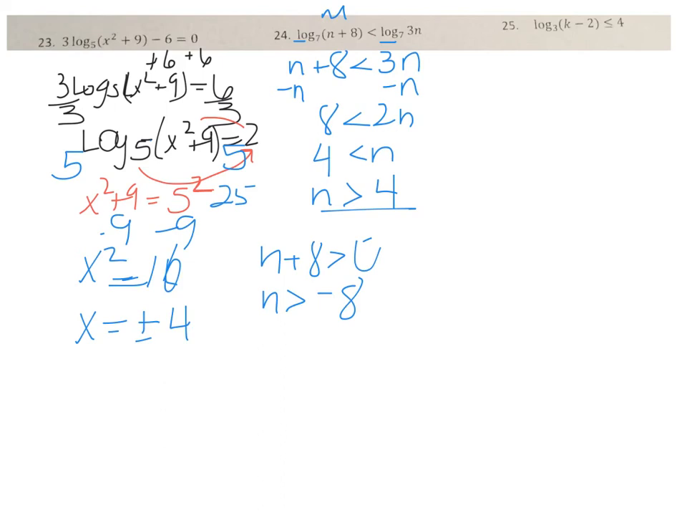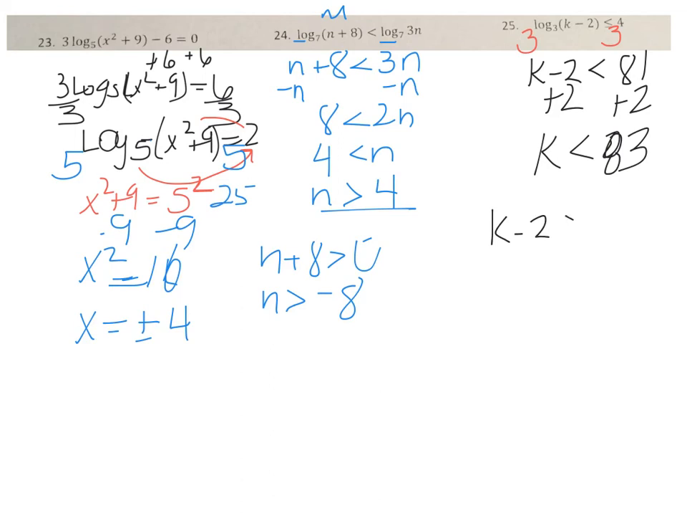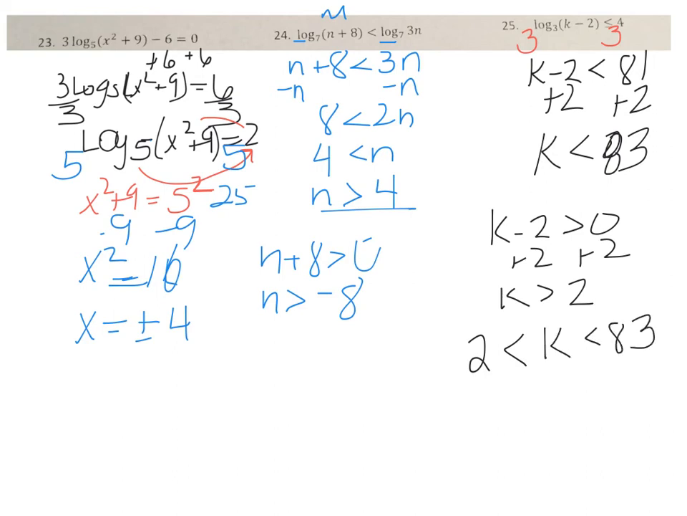And number 25, log base 3 of k minus 2 is less than or equal to 4. I'm going to use exponentiating on this, make it 3 to that power and 3 to the 4th power. And when I do that, log base 3 of k minus 2 is just k minus 2, less than 81. Add 2 to both sides, and k is less than 83. And then k minus 2 has to be greater than 0. So add 2 to both sides. k has to be greater than 2. So my inequality is 2 less than k less than 83.